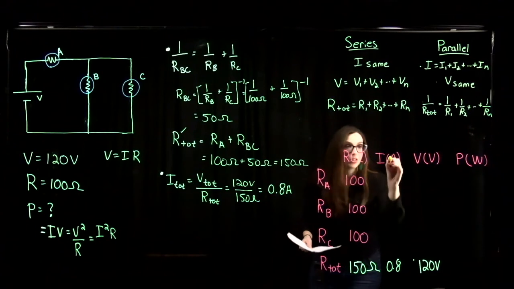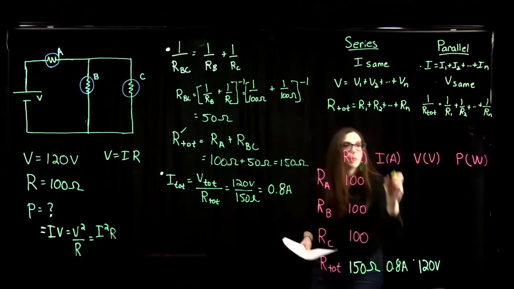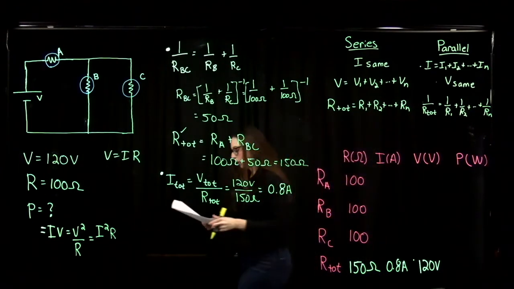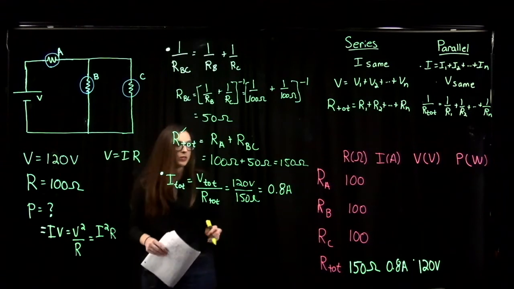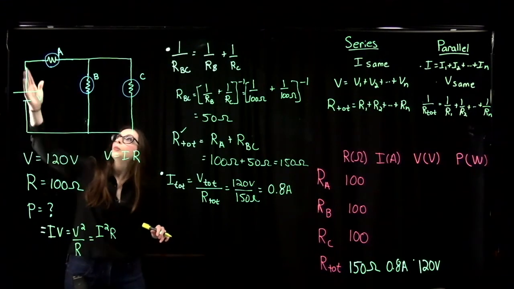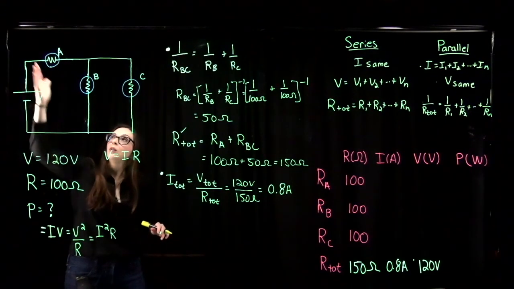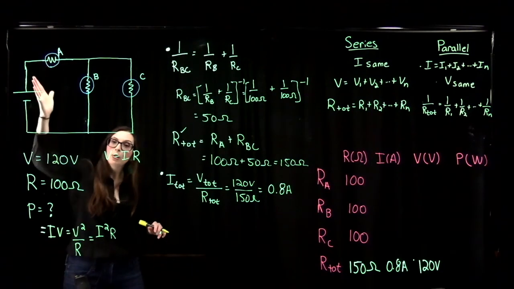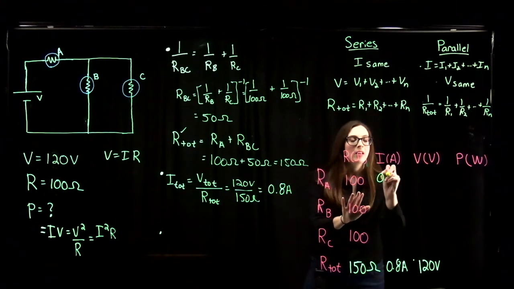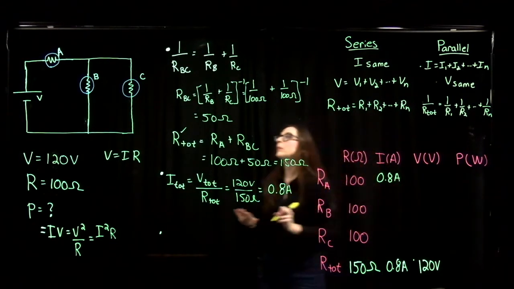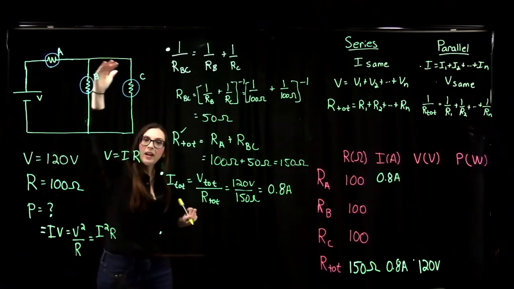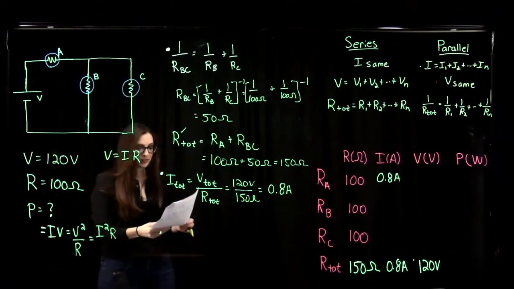I put the unit in my header here for my table so I don't have to repeat those units all the way down if I don't want to. Okay, so how does this help us? Well, that total current is running through my bulb A here. So bulb A is getting this full current of 0.8 amperes. Then that current has to split through bulb B and bulb C.